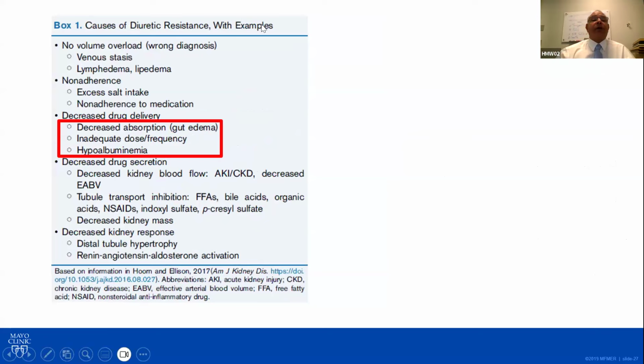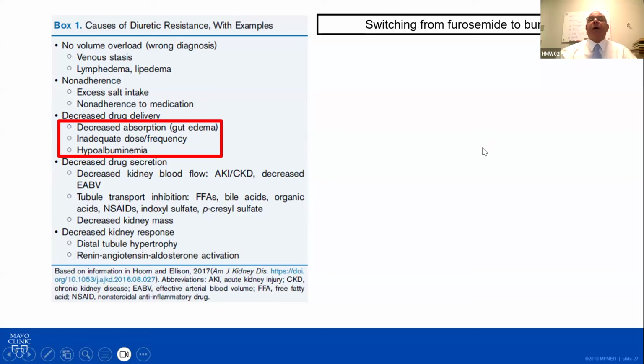What other causes of diuretic resistance? Very important is decreased drug delivery. Gut edema is common in patients with cirrhosis. We said that furosemide has limited bioavailability. So if you're giving somebody furosemide and you suspect it's not working because of gut edema, switching it to bumetanide, Bumex, will be a good idea because it will be better absorbed, with higher bioavailability. In certain situations, you have to give it IV to avoid this problem.